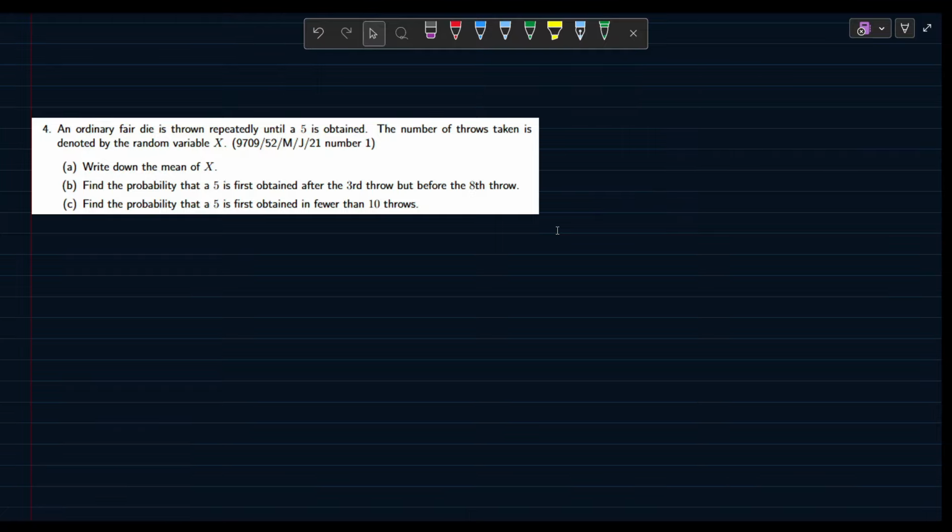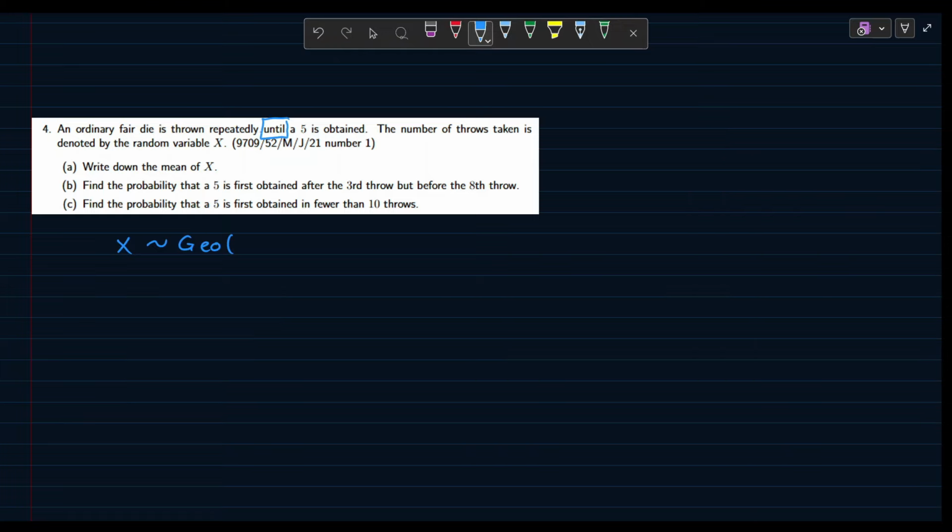Here we're given that an ordinary fair die is thrown repeatedly until a 5 is obtained. So that keyword that I mentioned, an ordinary fair die is thrown repeatedly until a 5 is obtained. The number of throws taken is denoted by the random variable x. So we know that our random variable x follows a geometric distribution.